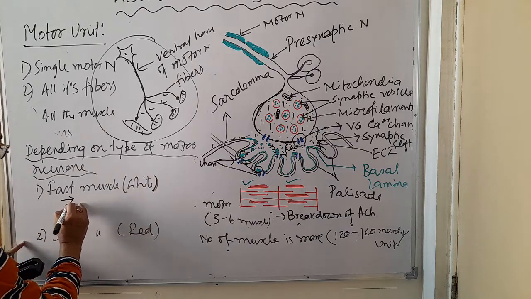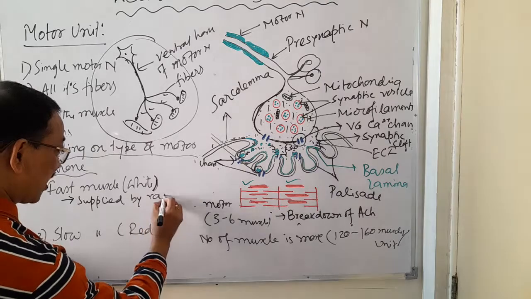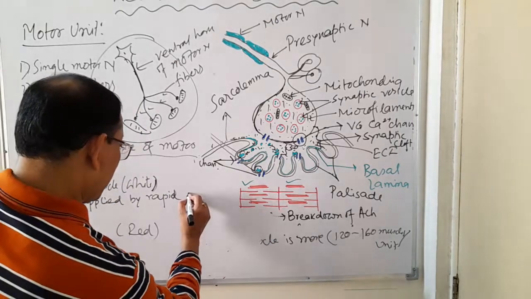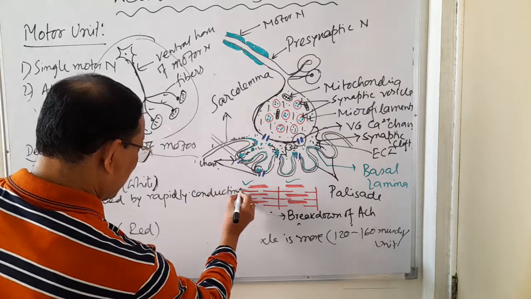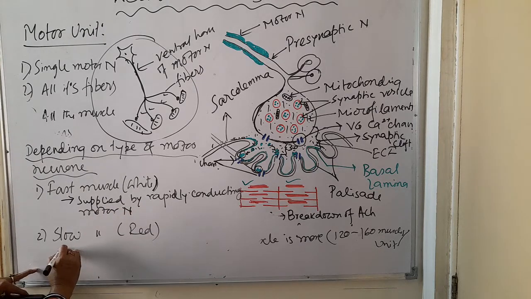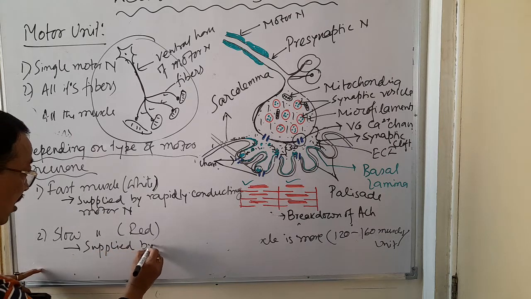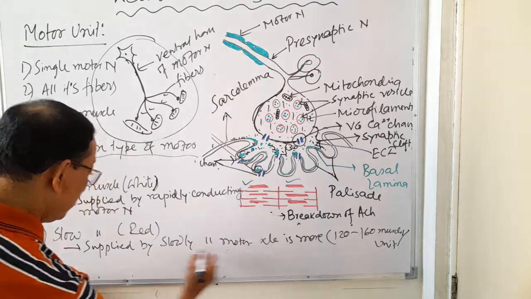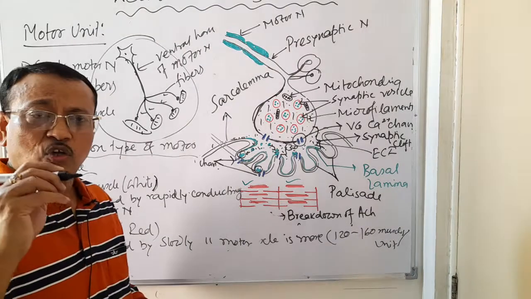So fast muscle is supplied by rapidly conducting motor neuron, whereas the slow muscle is supplied by slowly conducting motor neuron, and this is in a single motor neuron.